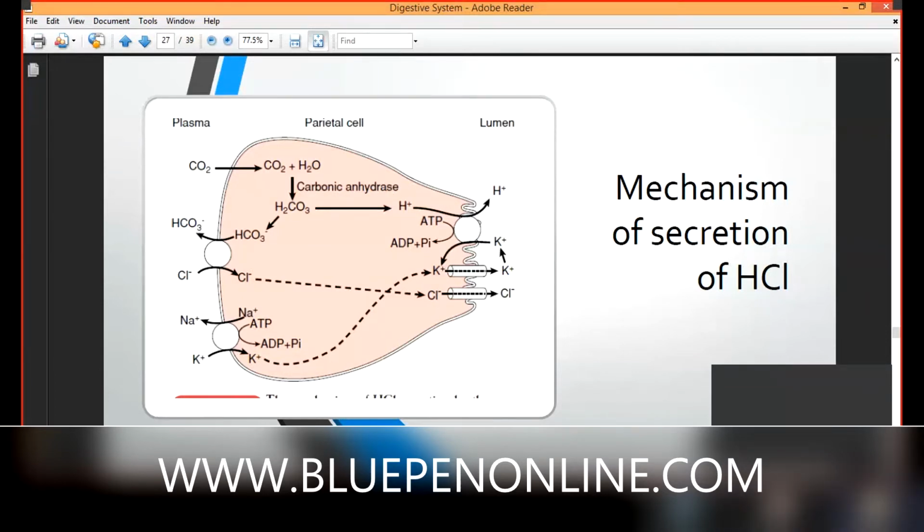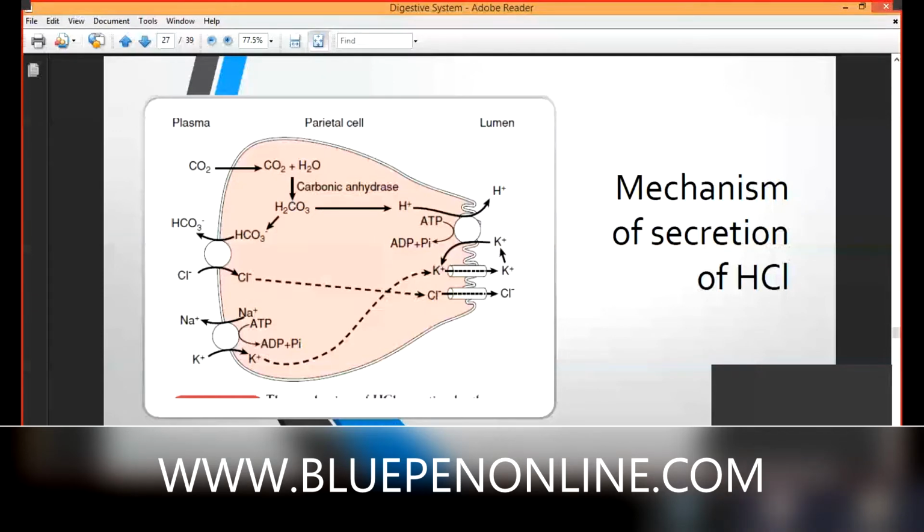This results in the formation of HCl. The H plus ions and the Cl minus ions combine to form HCl. Then water also enters from the cell to the canaliculae, meaning the lumen, by osmosis. So the final secretion of HCl is formed.